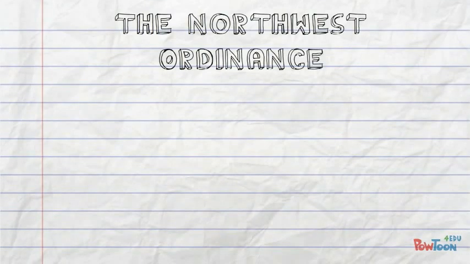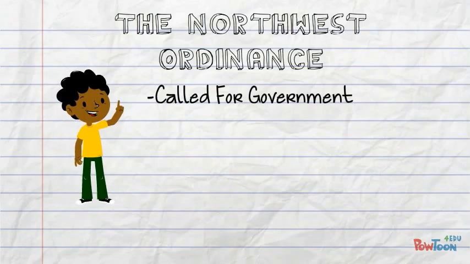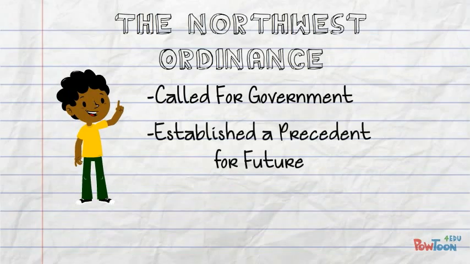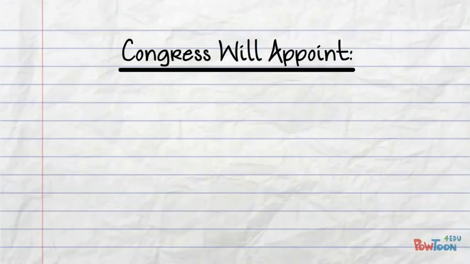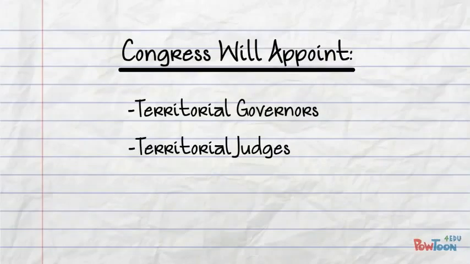The Northwest Ordinance was a document that called for the government in the United States of America. It established a precedent for government in the future. It called for a new territory to be added to the country in which there would be an organized settlement. The ordinance said that Congress will appoint territorial governors and judges for the new territories.